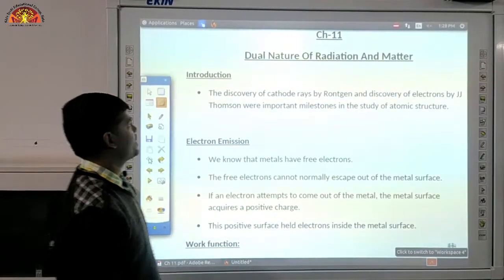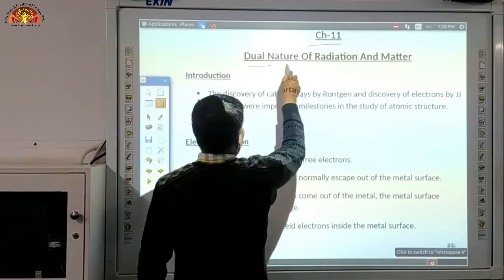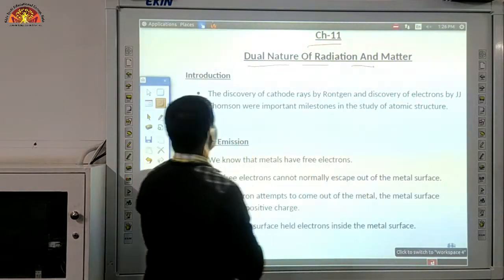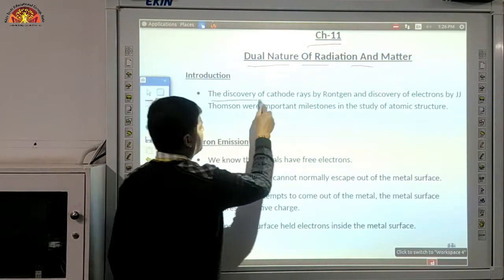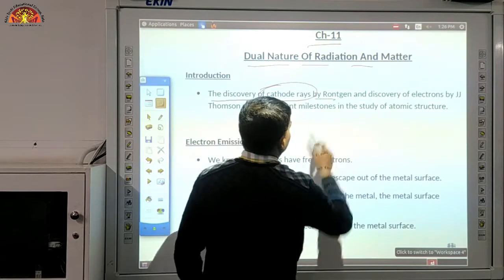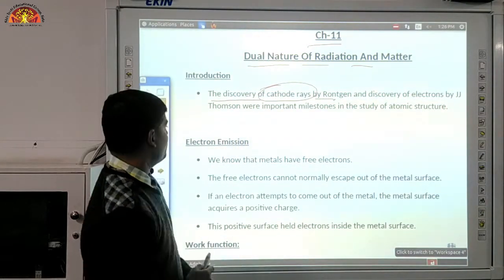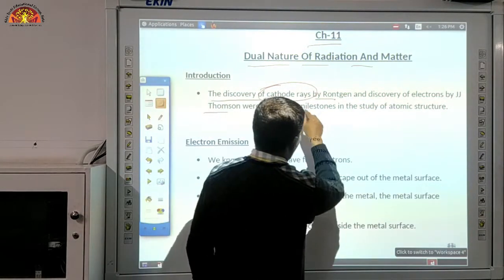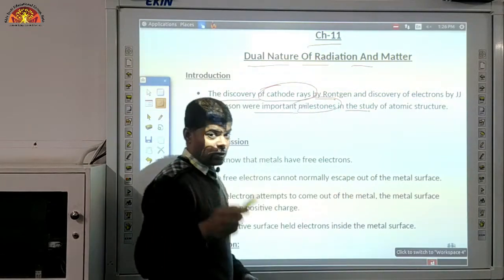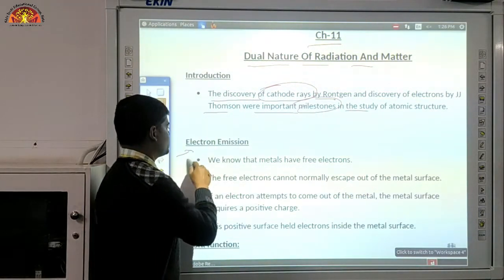Now students, come to chapter number 11, that is the dual nature of radiation and matter. The discovery of the cathode rays by Roentgen and the discovery of the electron by J.J. Thomson are important milestones in the study of the atomic structure. First of all, we talk about the electron emission.